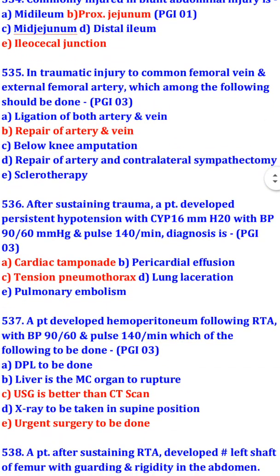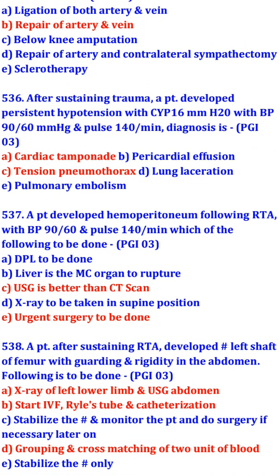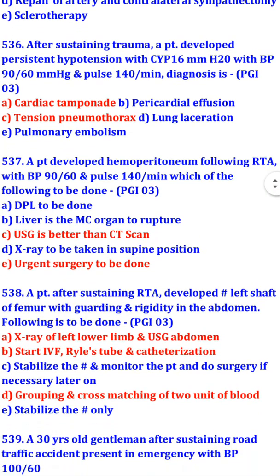After sustaining trauma, a patient developed persistent hypotension with CVP 16 mm H2O, blood pressure of 90 by 60 millimeter of mercury and pulse of 140 per minute. The diagnosis is cardiac tamponade or tension pneumothorax. A patient developed hemoperitoneum following RTA with blood pressure of 90 by 60 and pulse 140 per minute, which of the following is to be done? USG is better than CT scan and urgent surgery to be done.